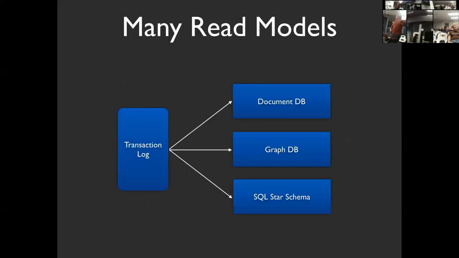So what we end up with in a system built like this is a transaction log, which is our events in this case. And then we project out different read models based on the events. So we might have a bunch of static data in a document database, a graph of relationships that we can query for connectivity, and then a SQL star schema where we can do ad hoc reporting whenever.